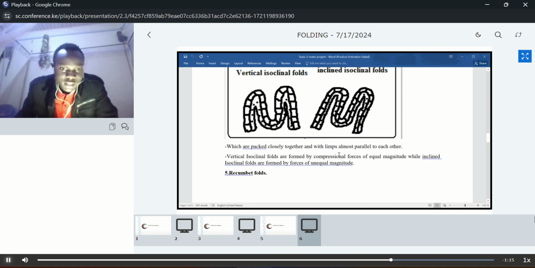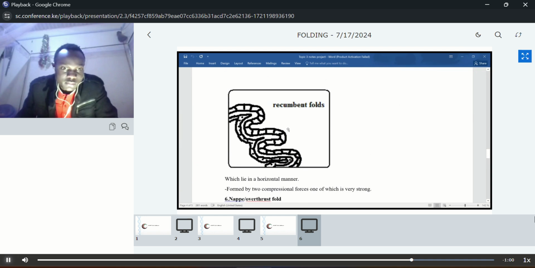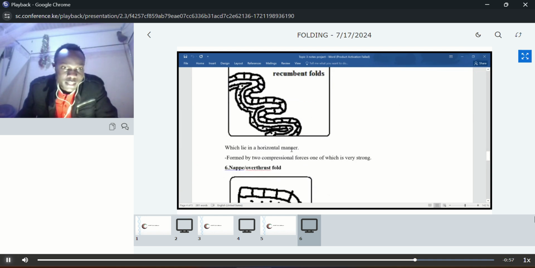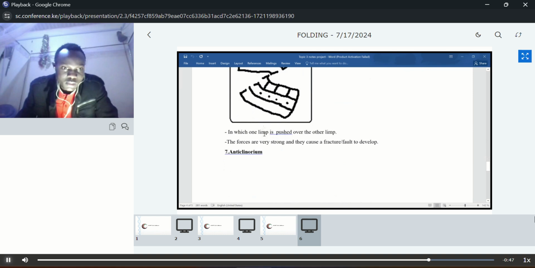Vertical isoclinal folds are formed by compressional forces of equal magnitude, while inclined isoclinal folds are formed by forces of unequal magnitude. You have the recurrent folds, and here is the image of the recurrent folds. They lie in a horizontal manner, and they are formed by two compressional forces, one of which is very strong. You have the overthrust fold, in which one limb is pushed over the other limb. The forces are very strong, and they cause a fracture or fault to develop.